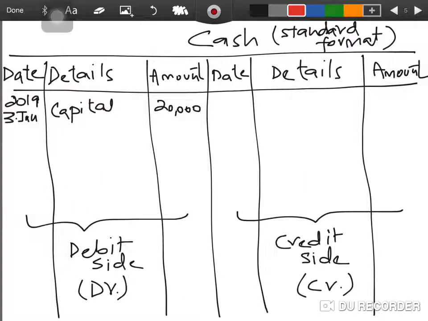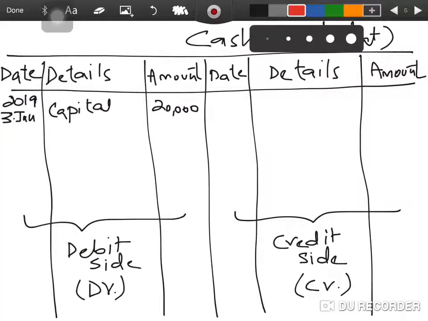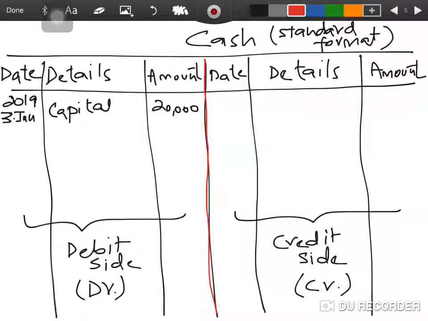Okay, so this is an example of a T account. This is how you prepare a T account. Why do we call it a T account? Because obviously it looks like a T, and this is the debit side and the right hand side is obviously the credit side. This is basically the standard format.